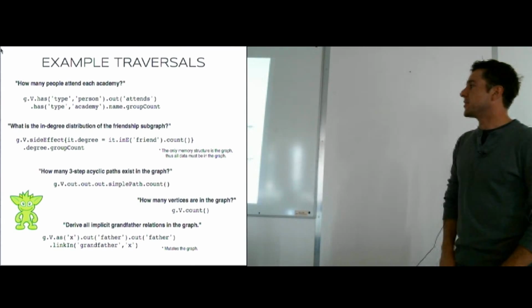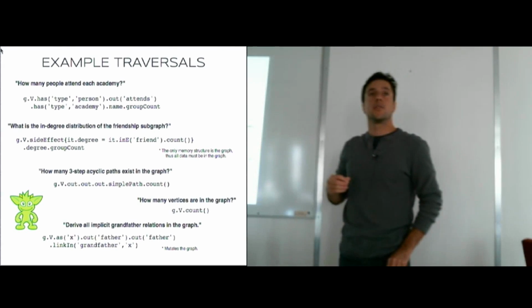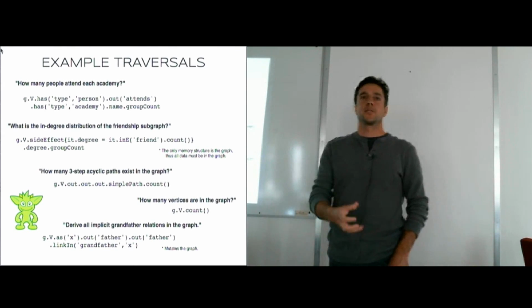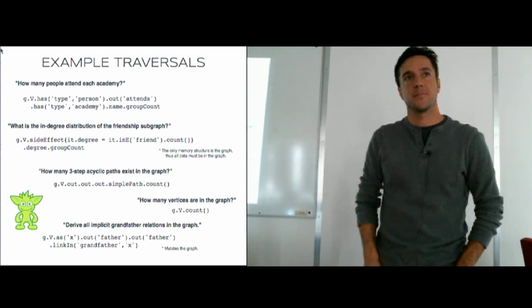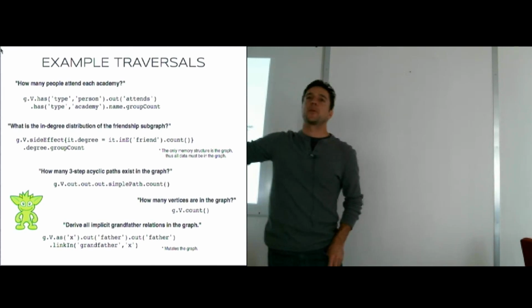How many 3-step acyclic paths exist in the graph? Excuse me. Yes? Is this property kept? Yes, it's a mutation of the graph and now it exists. You could do another side effect after you've done the group count just to drop it.